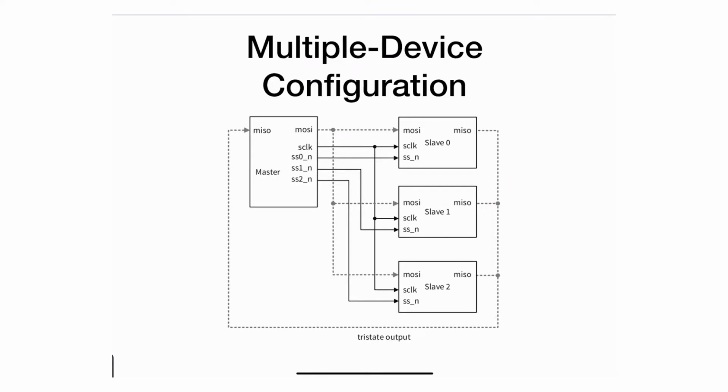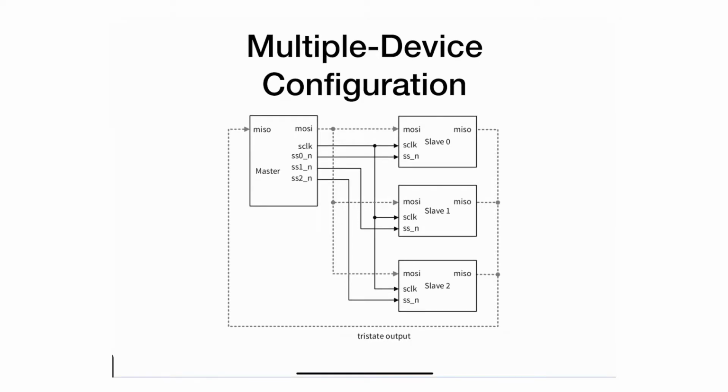When you have multiple slaves connected to the same master controller in an SPI bus, you have a couple of ways to actually connect these slaves to that master. So the first one we're seeing here is what we call a parallel configuration. And the reason why it's parallel is the following. Each one of these slaves is connected to the MOSI. So all of them are connected in parallel.